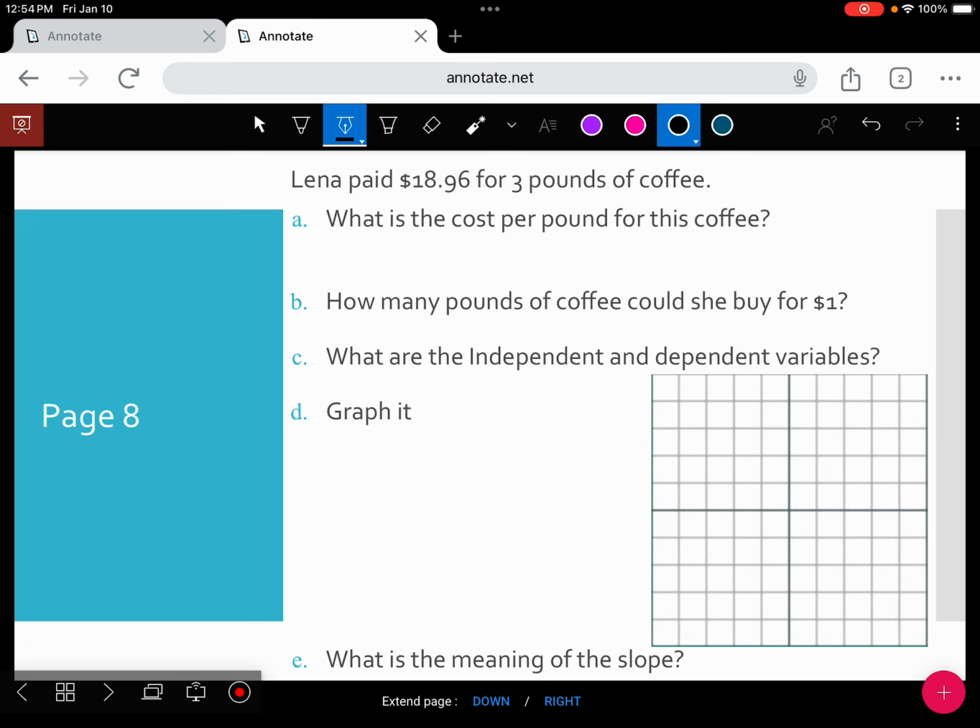Should be the coffee by the pound. The task number 4 at the top. Yeah, it's page 8. It is the next page after the ones we did yesterday.